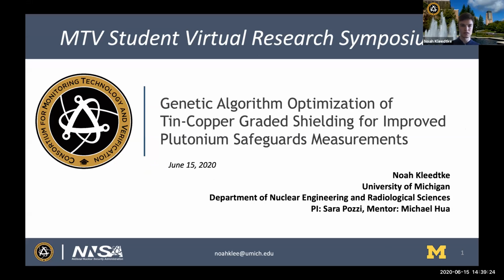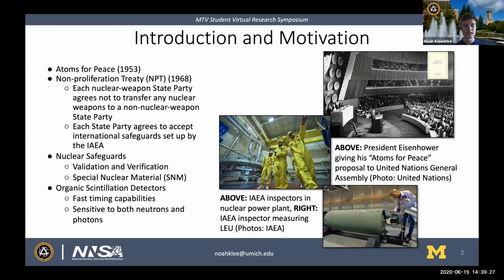Awesome, thank you. One of the most serious dangers in the world today is the threat from nuclear weapons. In 1953, President Eisenhower gave his Atoms for Peace speech to promote the peaceful uses of nuclear material and technology. Today, there are treaties between countries, such as the Nuclear Non-Proliferation Treaty, to establish guidelines and nuclear safeguards for nuclear weapon and non-nuclear weapon state parties. Nuclear safeguards are used to control special nuclear material, such as plutonium, and are quintessential to global security and safety.